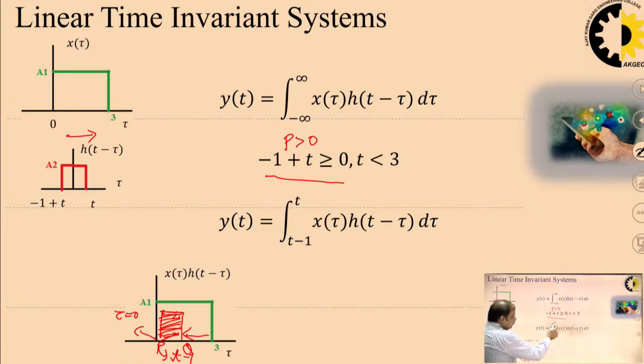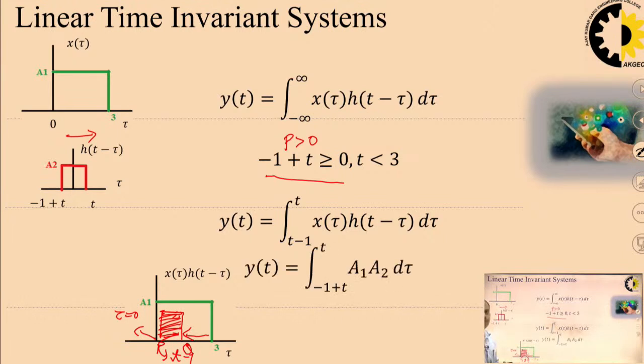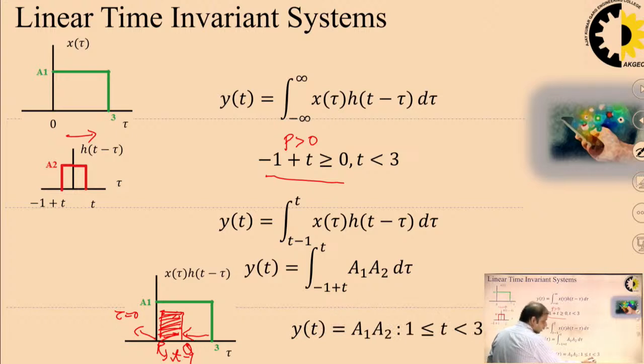Remember, from t to t minus 1, the gap is 1. And x of tau and h of t minus tau are both constants. So basically the integral from t minus 1 to t of a1 a2 d tau. If t is between 1 and 3, then the output of the system is a1 into a2.